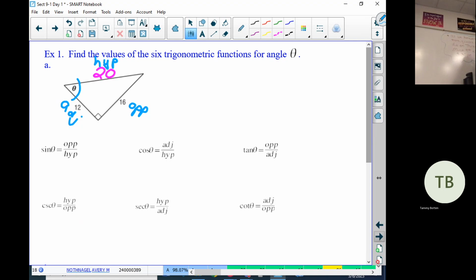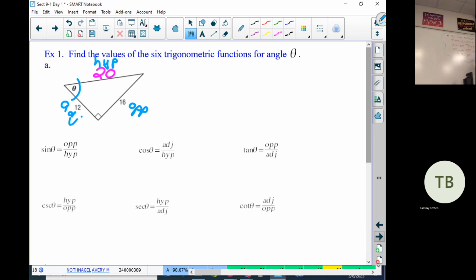Okay. Now, once you have that, you would use these. And honestly, what I do is I do sine, and then for cosecant, I just flip it. I do cosine, and then when I do secant, I just flip it, and so on. The one thing you have to be careful of, though, is your fractions have to be reduced.